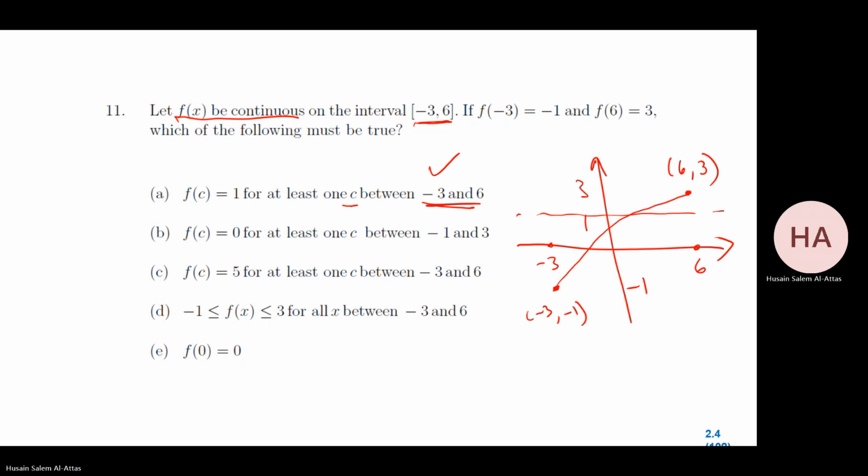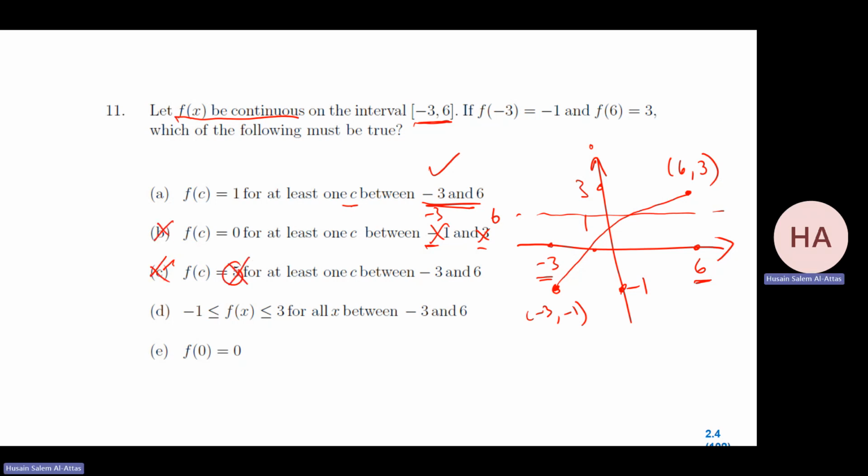Let me check them. F of c equals 0 for at least one c between what? Minus 1 and 3, not minus 3 and 6. Minus 3 and 6 should be correct. This is wrong. Because, yeah, if this is minus 1, so the 0 is not there. And the same thing for the next one. So this is wrong. F of c equal 5. 5 is outside the interval. 5 is here, so I'm not sure. I can't combine these two without passing by 5. So this is wrong.